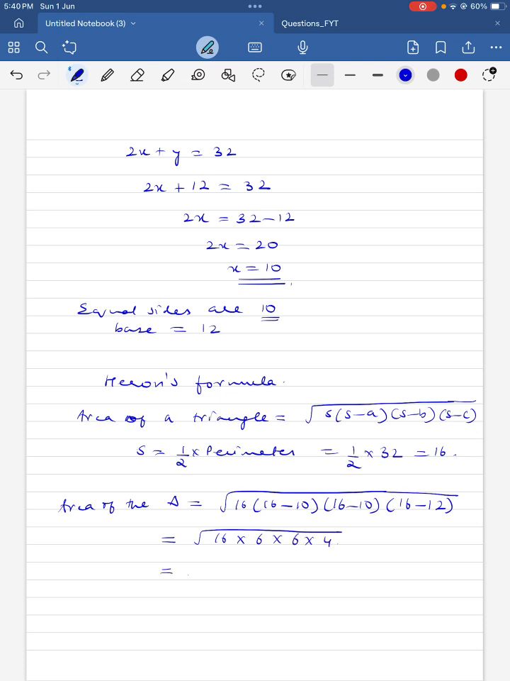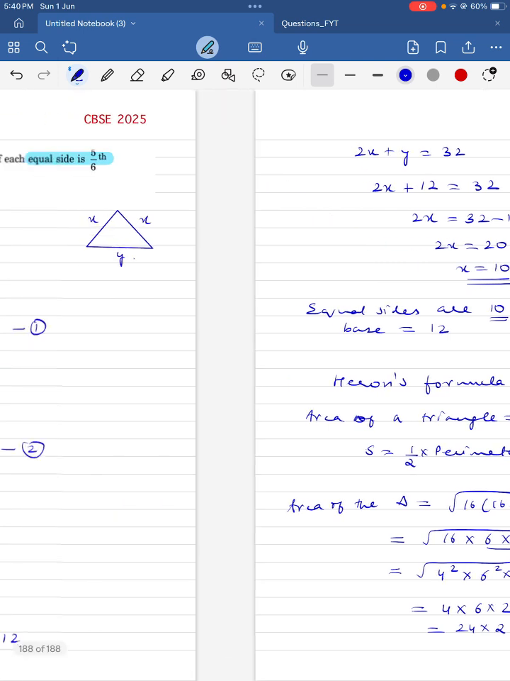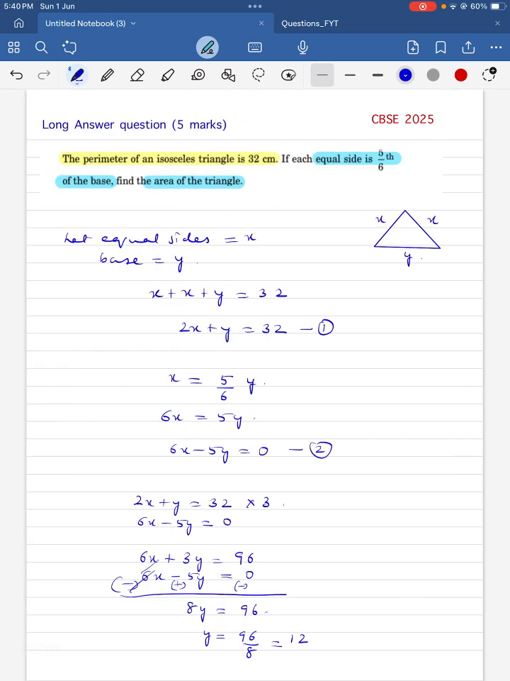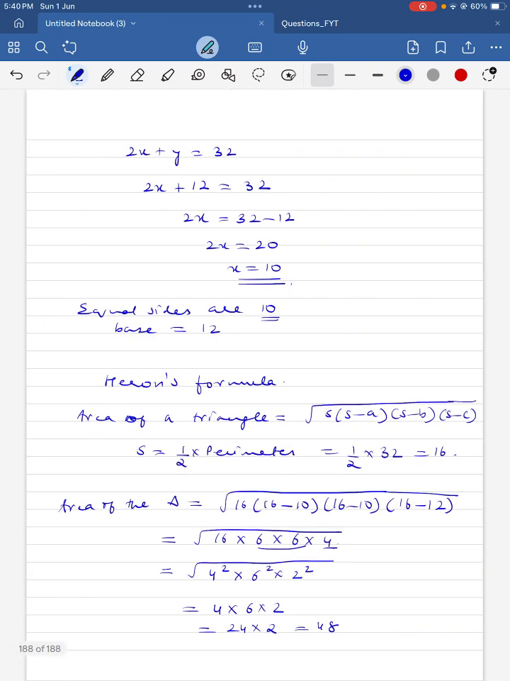Now let's factorize this. 16 I know is equal to 4 squared. 6 times 6 is 6 squared and 4 I can write as 2 squared. Because all of these have pairs, I can take them out of the square root and write it as 4 times 6 times 2, which is 24 times 2, or that is equal to 48. The unit that they've used here is centimeters, so the value of the area would be 48 centimeters square. So the area of the triangle is equal to 48 centimeters square.